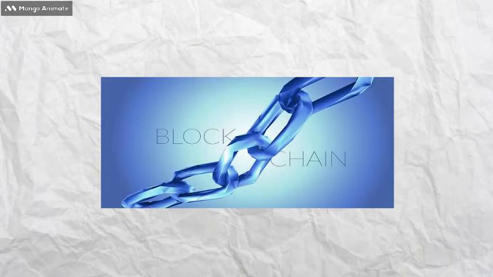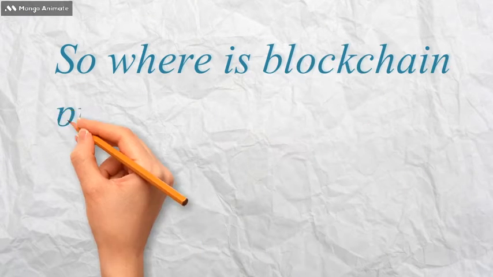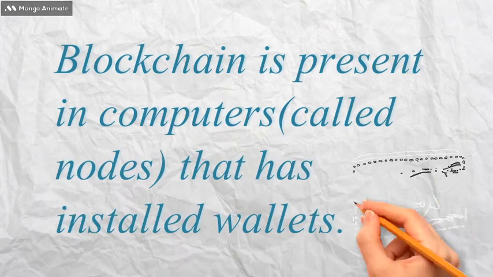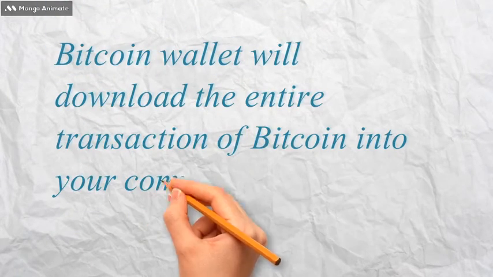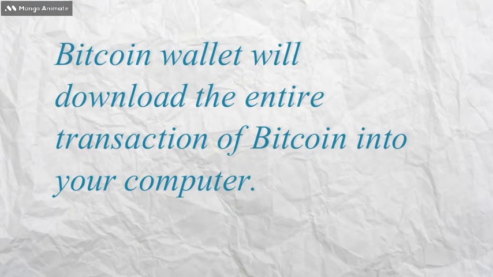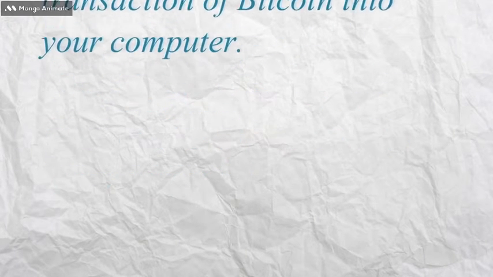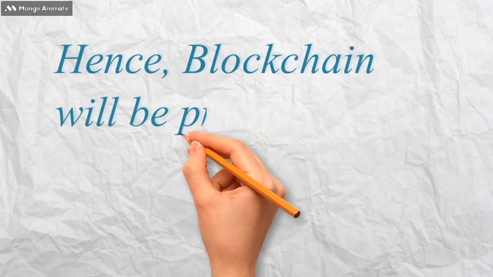That is, the transaction data are entered in a block. These blocks are interconnected to form a blockchain, and this blockchain is available to every person. So where is the blockchain present, and do you have one? The blockchain will be present only in those computers that have installed something called a wallet. The wallet is present in individual cryptocurrency websites. When you install a Bitcoin wallet, it will download the entire transactions of Bitcoin up to date which happened all over the globe into your computer. Hence, the blockchain will be present in your computer.